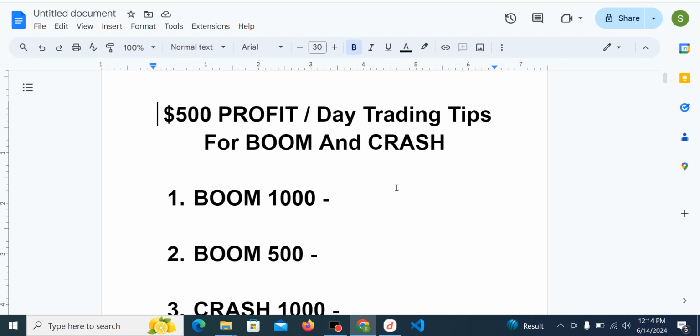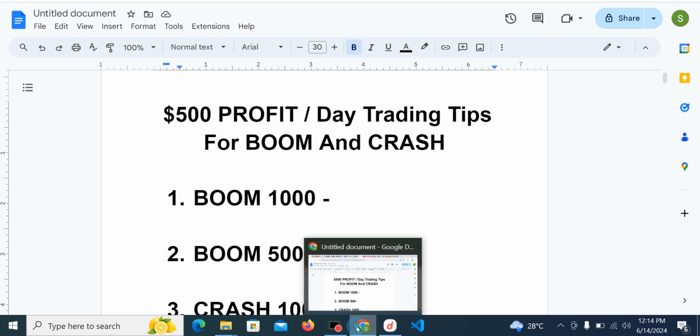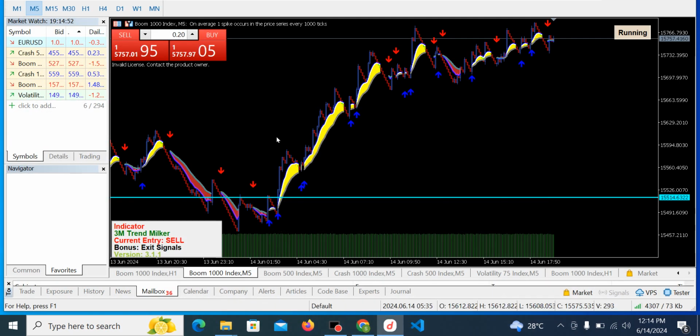As for the $500 profit per day, it all depends on your trading capital. The more your trading capital, the easier it is for you to achieve, but you can always grow from your small trading capital into something reasonable. So quickly let's go straight into what we have right here, starting with boom 1000.